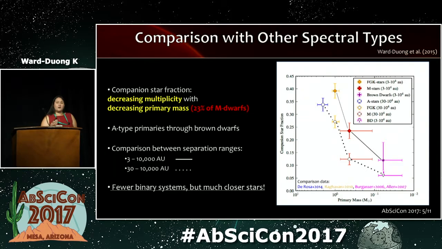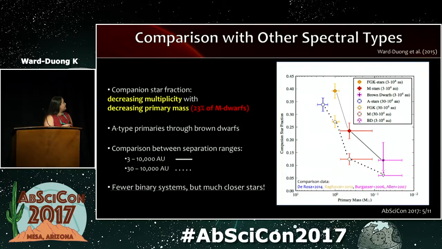We can then take our population and look at just the fraction of systems that have binaries at all. So what we're looking at here is the companion star fraction as a function of primary mass. The most massive stars here, solar-type stars, our new M-dwarf points, and then the brown dwarf population. And what we see is that we have decreasing multiplicity with decreasing primary mass. Only about 23% of M-dwarfs have binary companions.